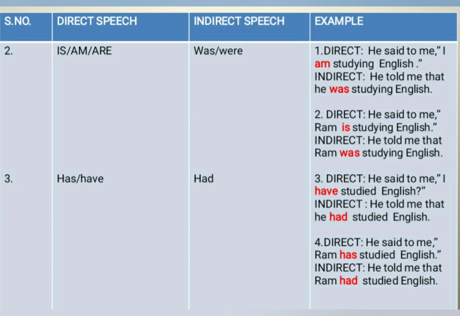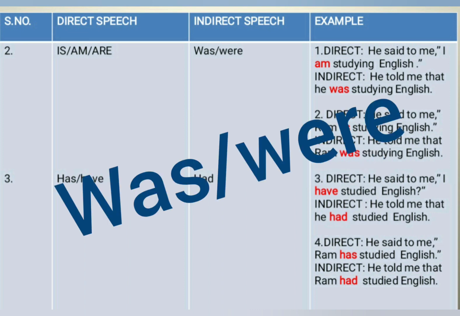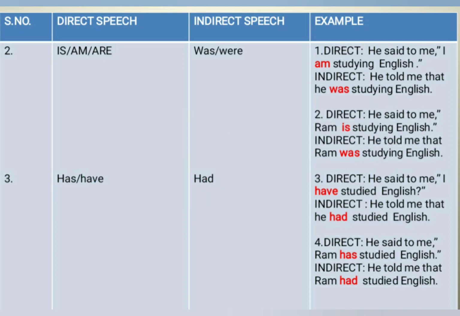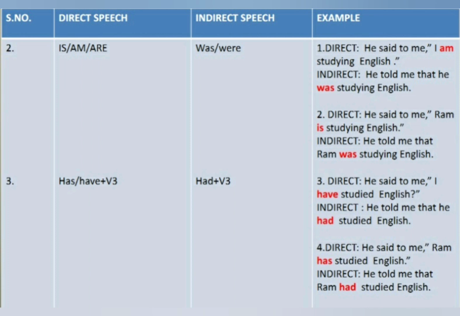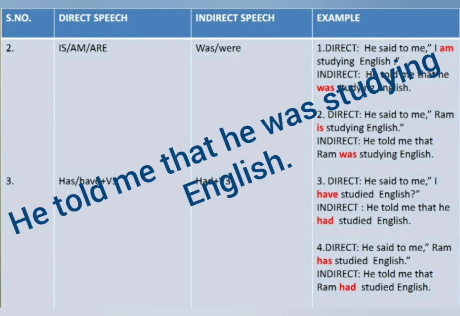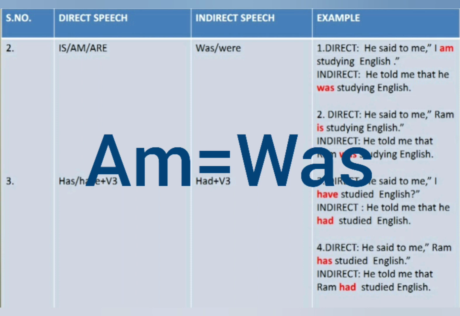Now if in direct speech we have is or am or are, we get was or were while converting into indirect speech. Let's understand with the help of this example. He said to me, "I am studying English." Here am has come. So when we convert into indirect speech, the sentence we get is, he told me that he was studying English. So am becomes was in indirect speech.